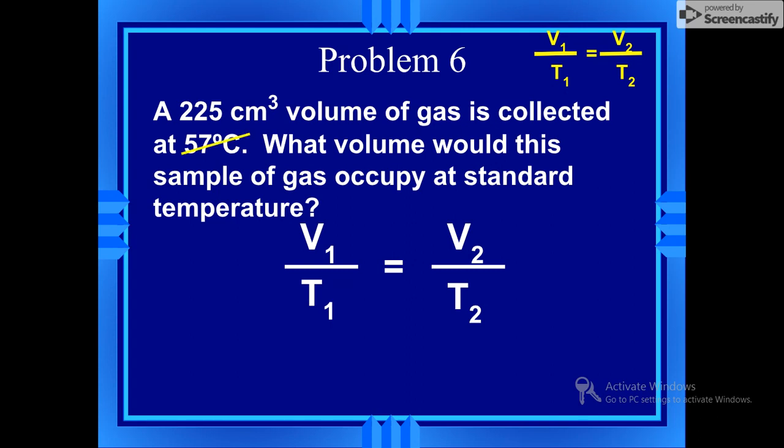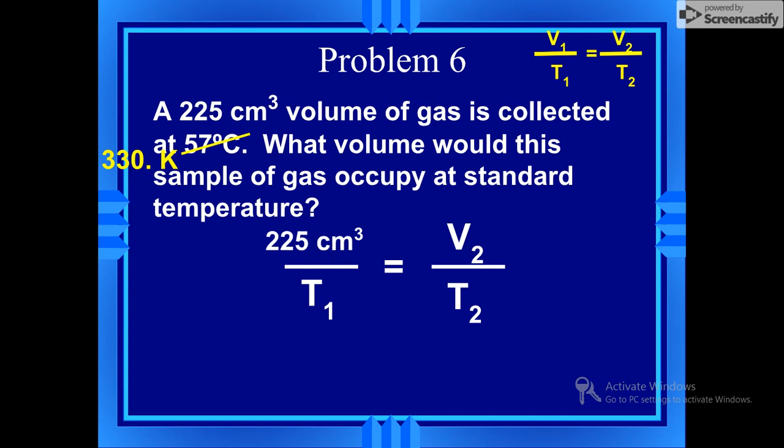So we know V2 is the variable that we are trying to find. We need to change our initial temperature of 57 degrees Celsius to Kelvin, so it'll turn into 330 Kelvin.